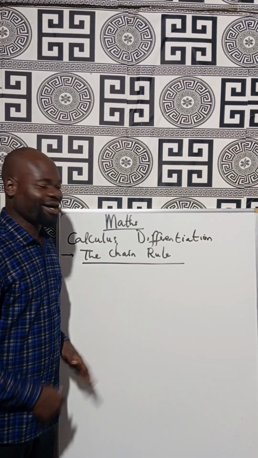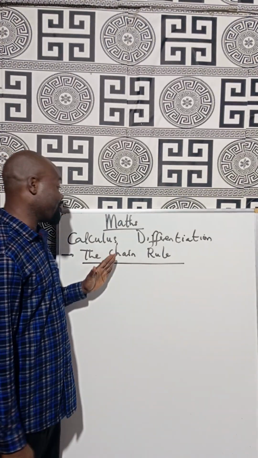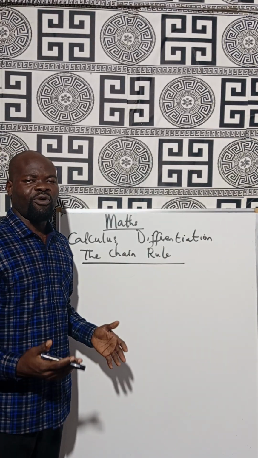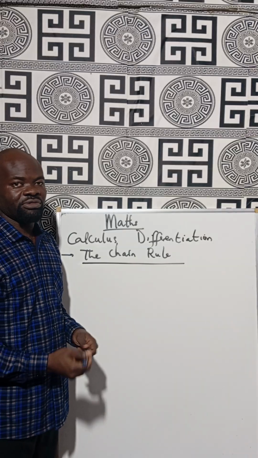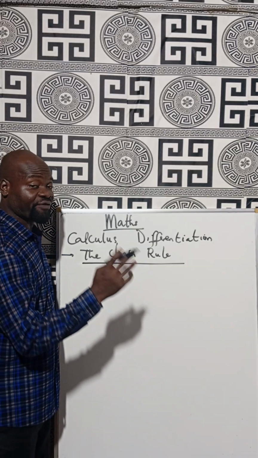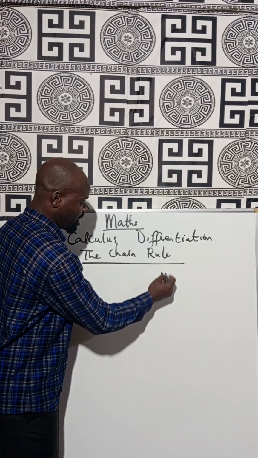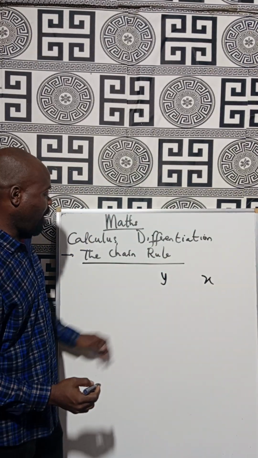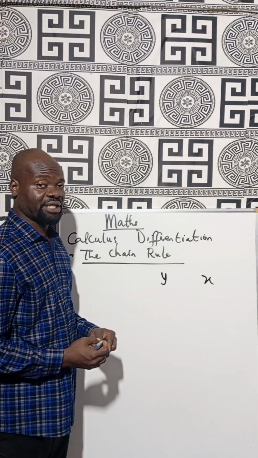Let's look into the chain rule under calculus. That's differentiation, the chain rule. Now, why do you have the chain rule? Don't forget from differentiation, if you have y that's a function of x, you understand me now?